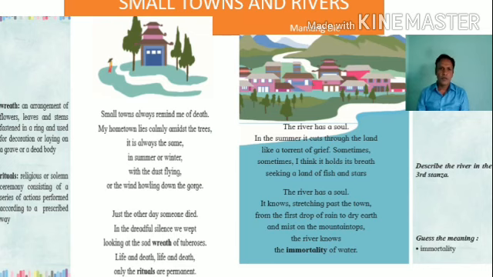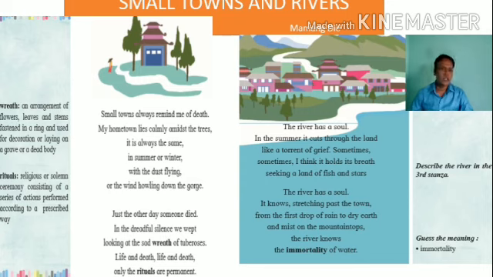Now let's turn to the poem and have a close reading of it. I will try to explain and analyze each and every line. The title of the poem is Small Towns and Rivers by the poetess Mamang Dai. Small towns always remind me of death. In the very first line of the poem, the poetess expresses her deep sorrow, her deep lament and grief, because whenever she sees small towns, she is reminded of death.